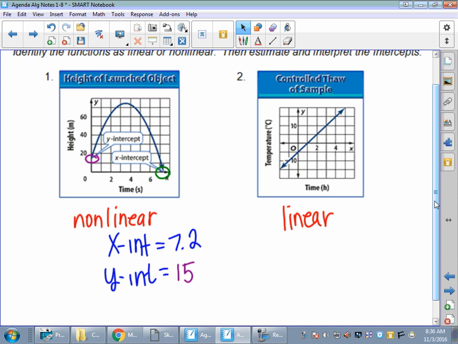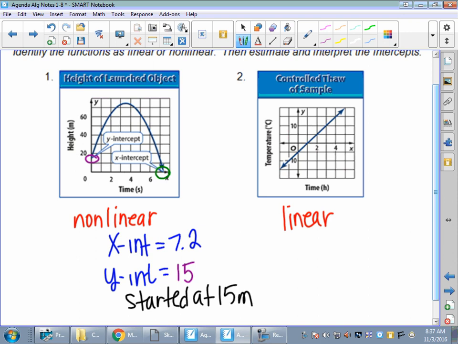So what does that mean? What does the x-intercept and the y-intercept mean? It usually is easier to talk about the y-intercept. What does it mean if the y-intercept is 15? So if you look at the graph itself, it's called the height of a launched object. Launched means that we're going to somehow blast it into the air, throw it, rocket, whatever. And the x-axis is the time in seconds. The y-axis is the height in meters. So what does a y-intercept of 15 mean? That's where it started, right? It started at 0 time. It started at 15 meters.